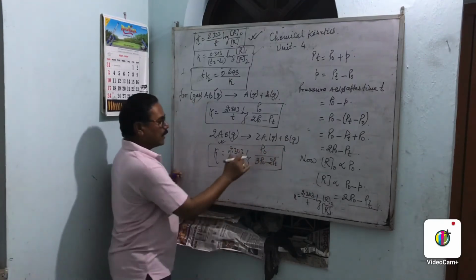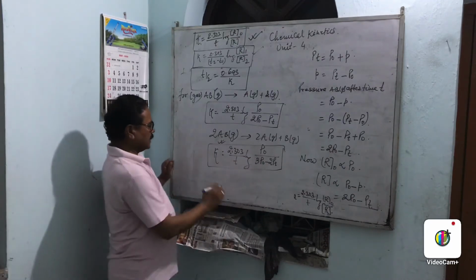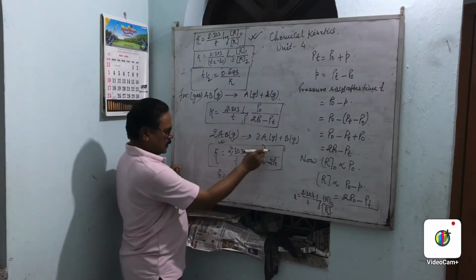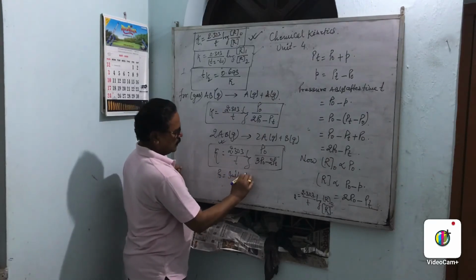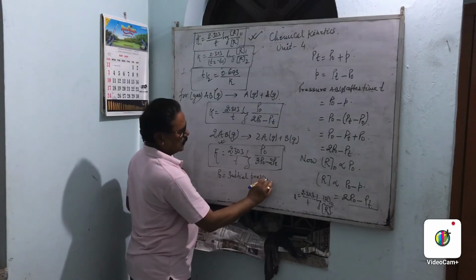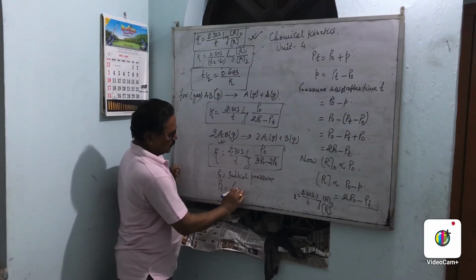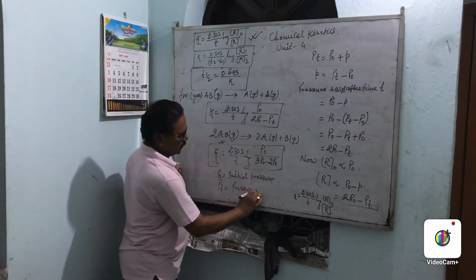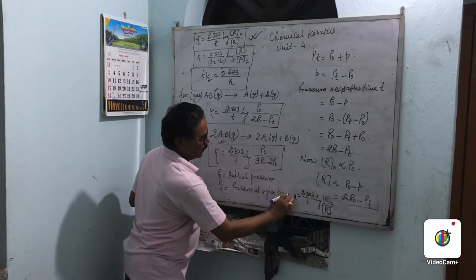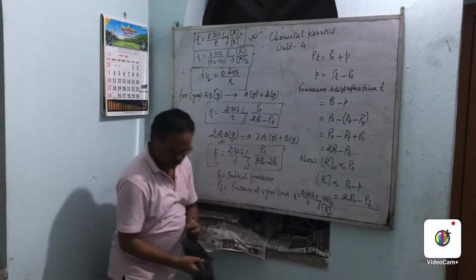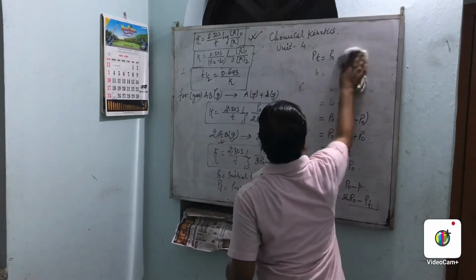And we put the value here. P naught is the initial pressure and Pt is the pressure at a given time. You know this notation, initial pressure, and this Pt, that is pressure at a given time, so you will note it. Now, how will we solve it? You see again in the same way.